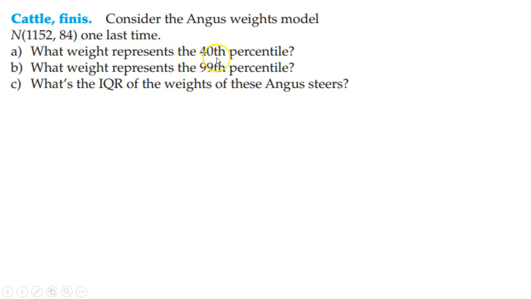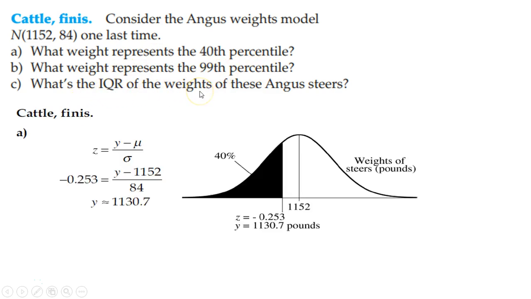Over here, we have considered the Angus weight models from 1152 one last time here. What weight represents the 40th percentile? So now I'm looking at these problems in terms of percentiles instead, which is not that hard. What weight represents the 99th percentile, and what's the interquartile range of the weights of these? So, point is this. When you're looking at these, I'll just give it a start, and then we might have to finish in another video here.